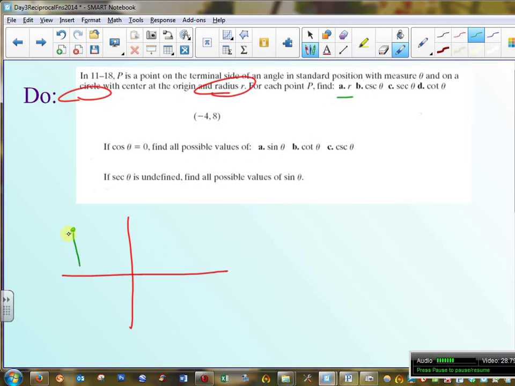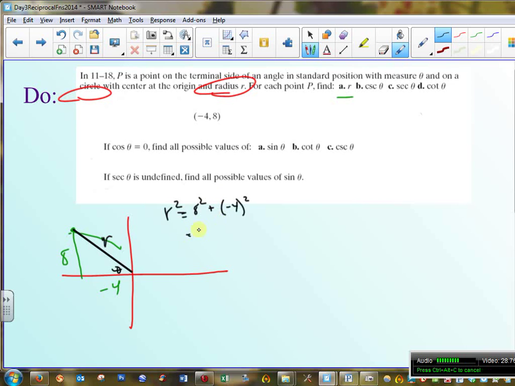We're going to go -4 to the left and 8 up. Let me redo that. For the time being, I'm going to mark that hypotenuse as r because we're going to have to solve for that. And yes, we'll solve for it using the Pythagorean theorem. Here's theta, here's my right angle. So we'll say r squared is equal to 8 squared plus a -4 squared.